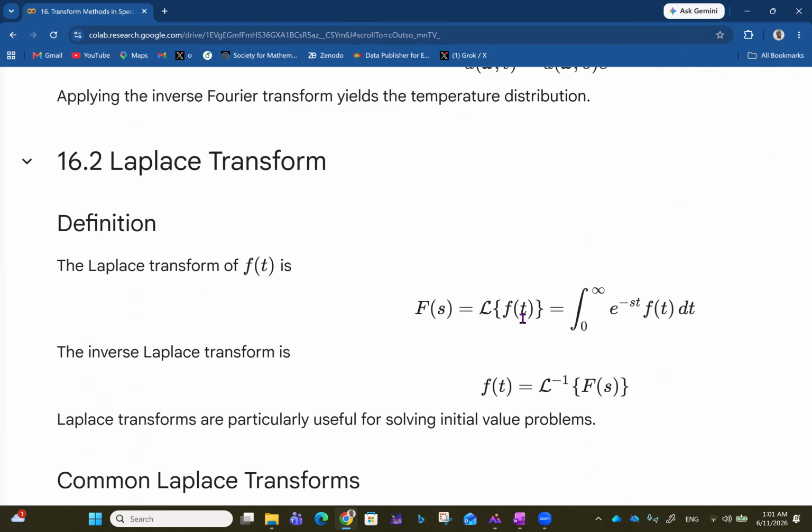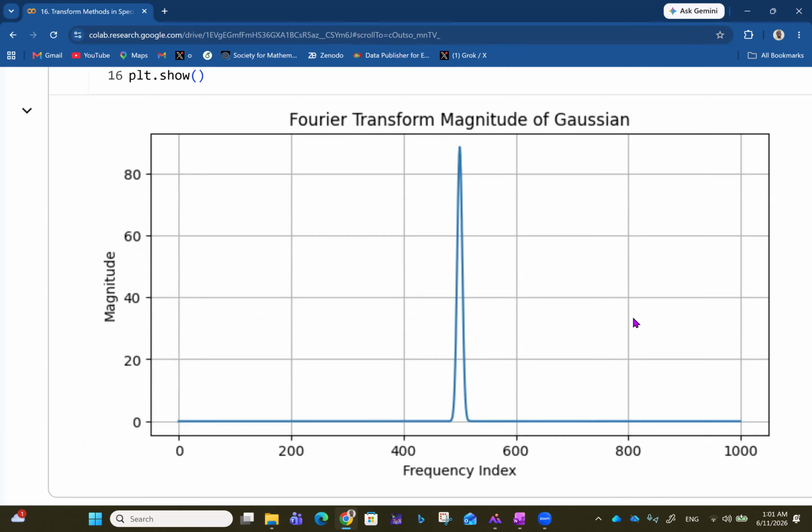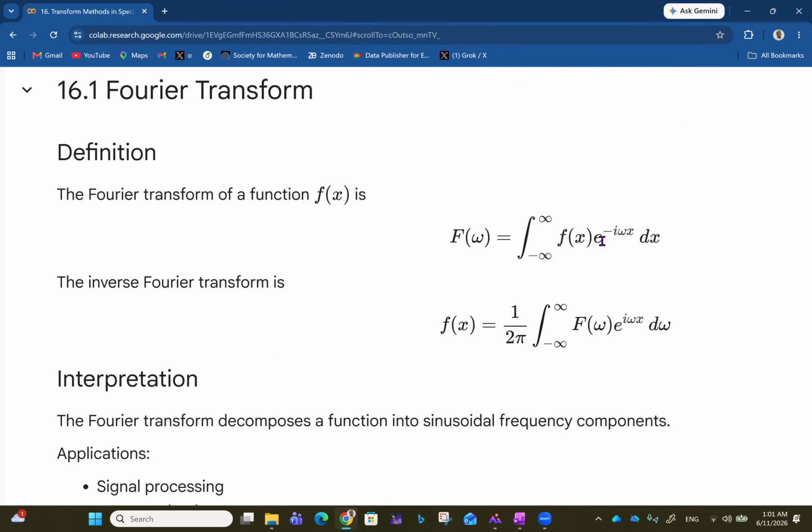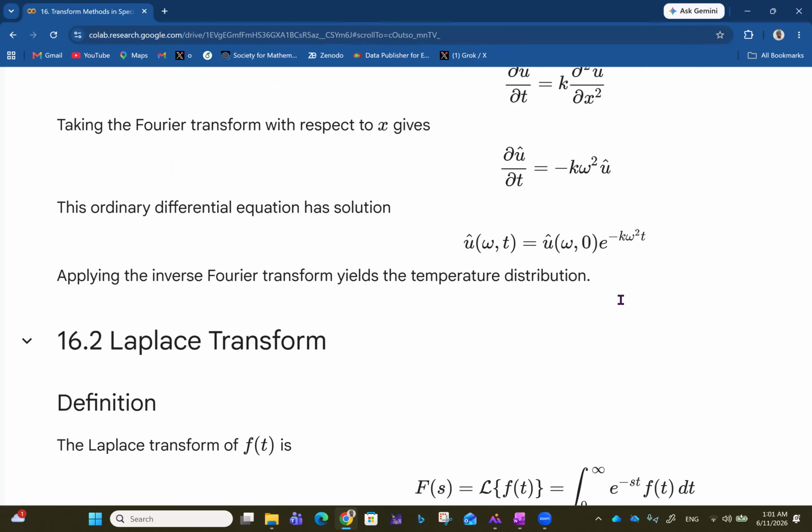Then coming to Laplace, the kernel is e to the minus st. Then coming to Fourier, you have e to the minus i omega x, because f of x can actually be any function.